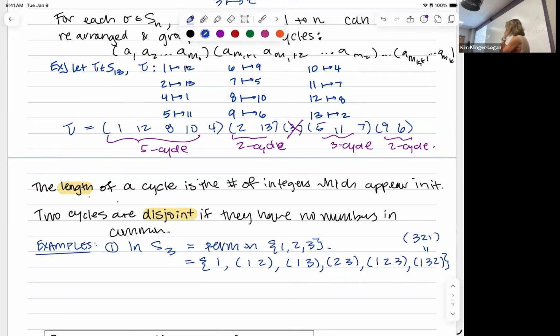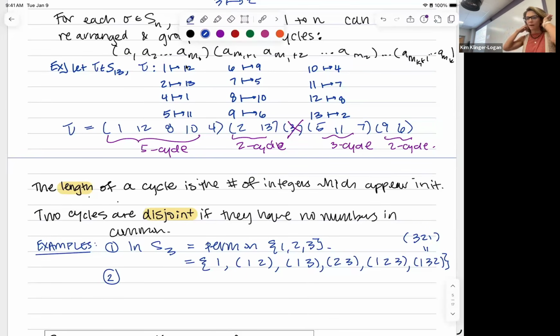But other than that, those are my 6 elements. And we know that should be all of them. How do I know that I got all of them? 6, right? 3 factorial is 6. Very good. Okay, cool. Great. So those are the disjoint cycles on 3 elements.